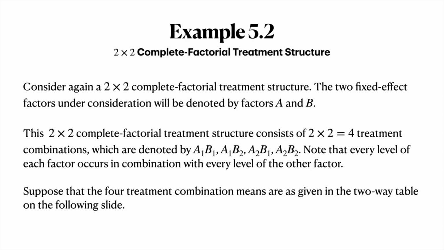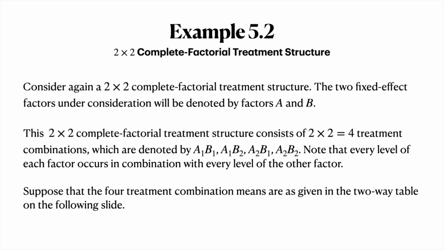This 2x2 complete factorial treatment structure consists of 2 times 2, or 4, treatment combinations, which are denoted by A1B1, A1B2, A2B1, and A2B2. Note that every level of each factor occurs in combination with every level of the other factor, and so this is indeed a complete factorial treatment structure. Now suppose that the 4 treatment combination means are as given in the two-way table on the following slide.